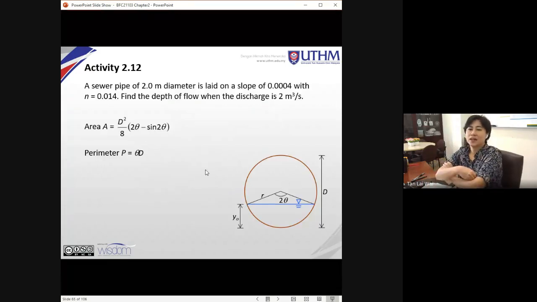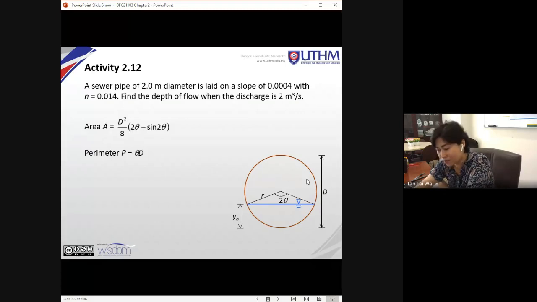All right. Activity 2.12 involves a circular channel. You have learned the 2 theta. In this case, since the depth of flow is less than half of the circular section, your 2 theta should be less than 180 degrees. So if you are going to find 2 theta, of course, it's going to be less than 200 degrees. Okay, look at this question here, 2.12.